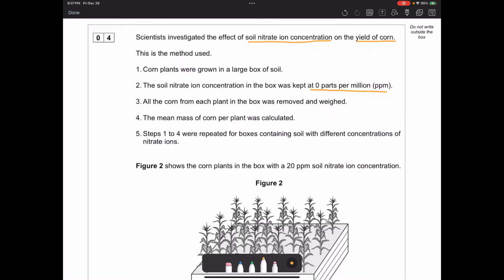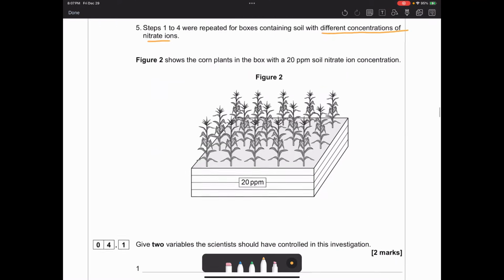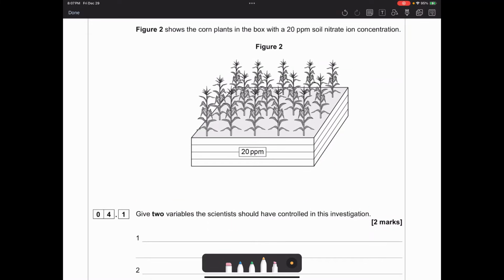All the corn from each plant in the box was removed and weighed. The mean mass of the corn plant was calculated. Steps 1 to 4 were repeated for boxes containing soil with different concentrations of ammonium nitrate. So we've done it for increasing amounts, and figure 2 shows corn plants in the box with a 20 parts per million soil nitrate ion concentration.